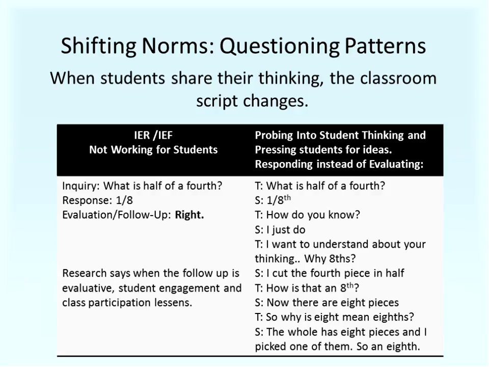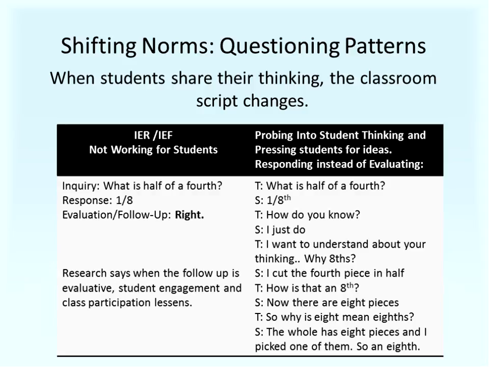Research has shown for a good amount of time that no matter what classroom, math classrooms, language arts classrooms, when we use inquiry, a response, followed by an evaluative response, those classrooms tend to have less student engagement and class participation. Instead, if we work on developing the skills to probe into student thinking and press students for ideas, and our responses support that probing and curiosity about students' thinking, as opposed to evaluating, the culture and the script of the classroom begins to shift, where students learn how to have mathematical dialogue and understand the tenets of mathematical reasoning.